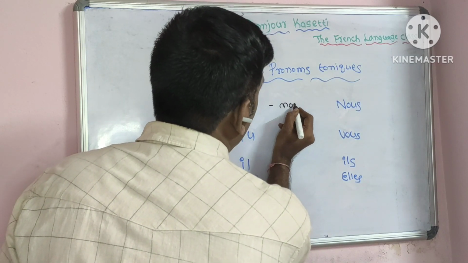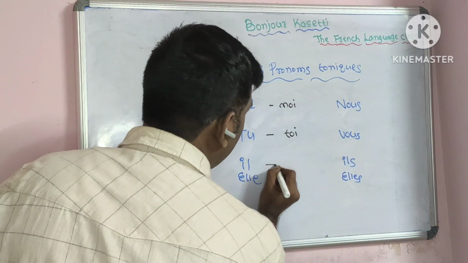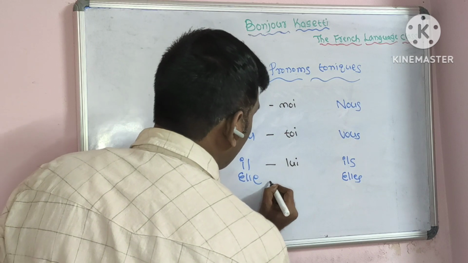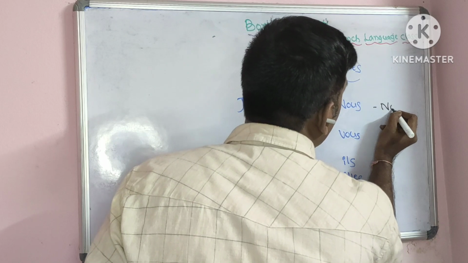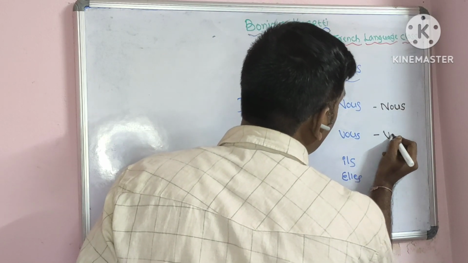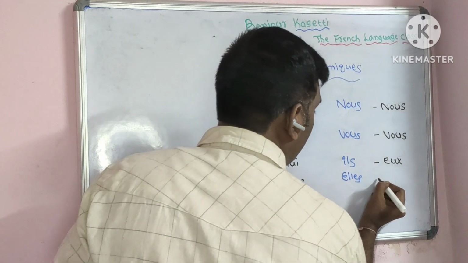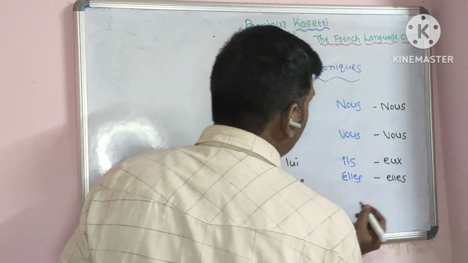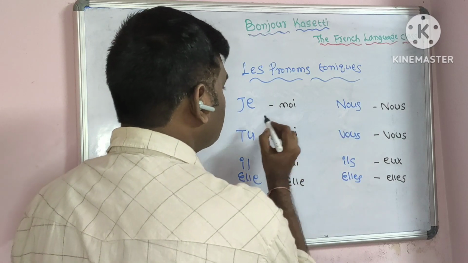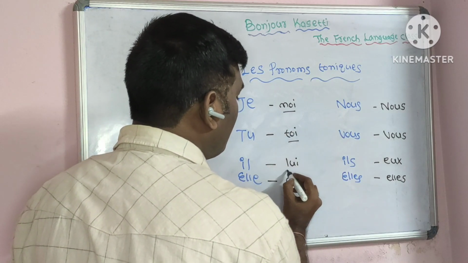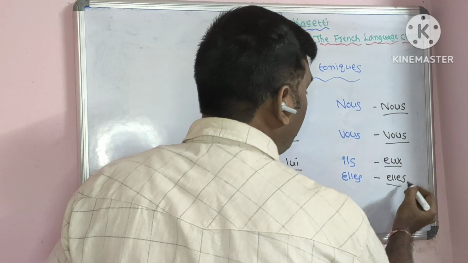For je, moi. For tu, toi. For il, we have lui. For elle, we write the same, elle. Nous, same only, nous. Vous, same. For ils, eux. For elles, elles. These are the pronoun tonics associated with the subject pronouns: moi, toi, lui, elle, nous, vous, eux, elles.